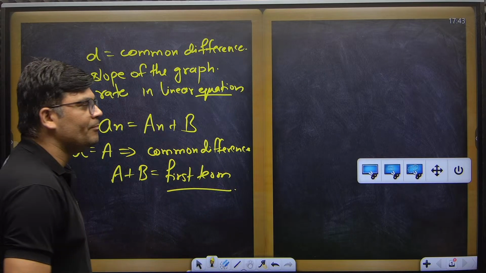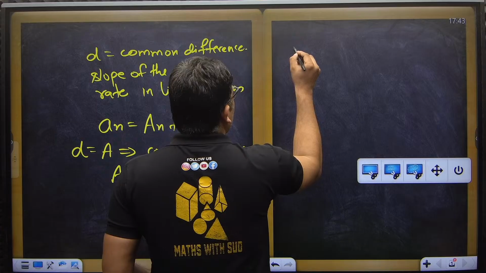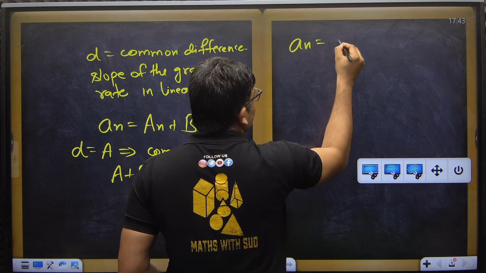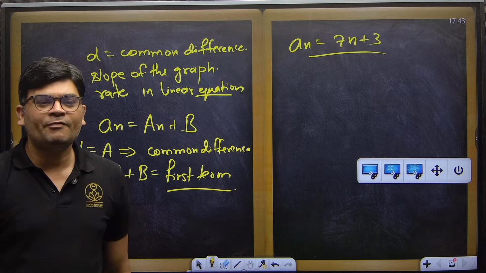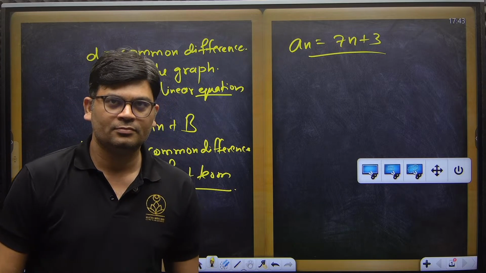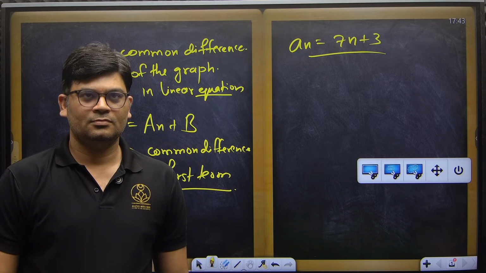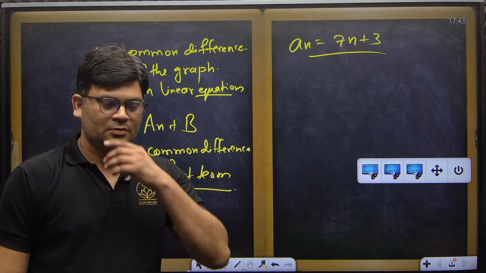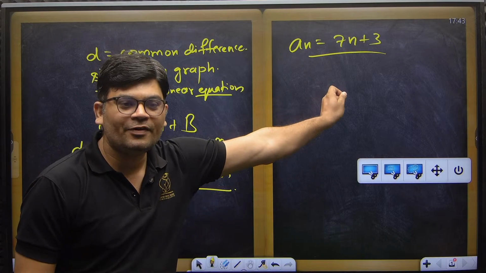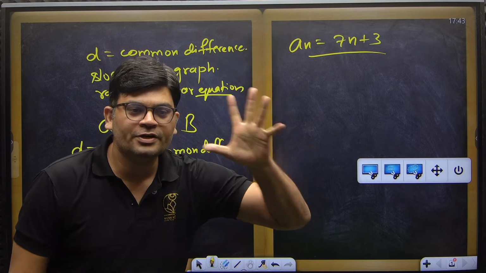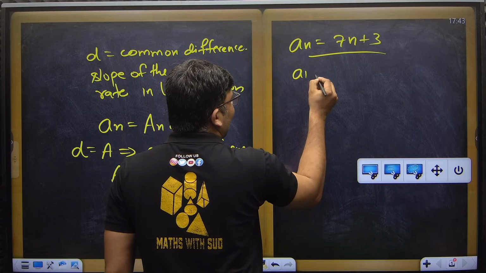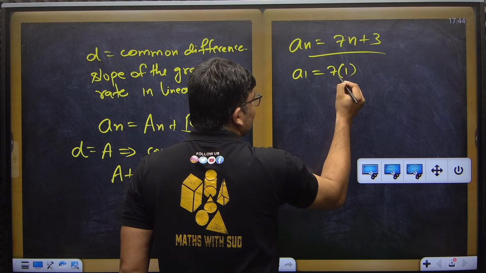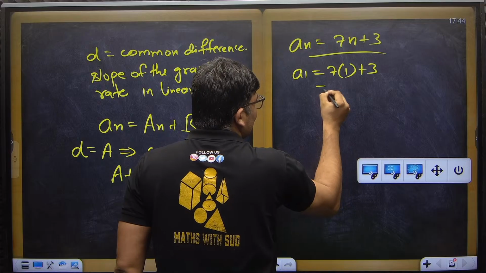Let me give you an example. The general term of the AP is written as 7n plus 3. Quickly tell me, what is the common difference? What is the first term? 7 common difference. 7 is the common difference and 10 is the first term. How will you get the first term? I will write a1. So instead of n, I will write 7 into 1 plus 3, that is 10.